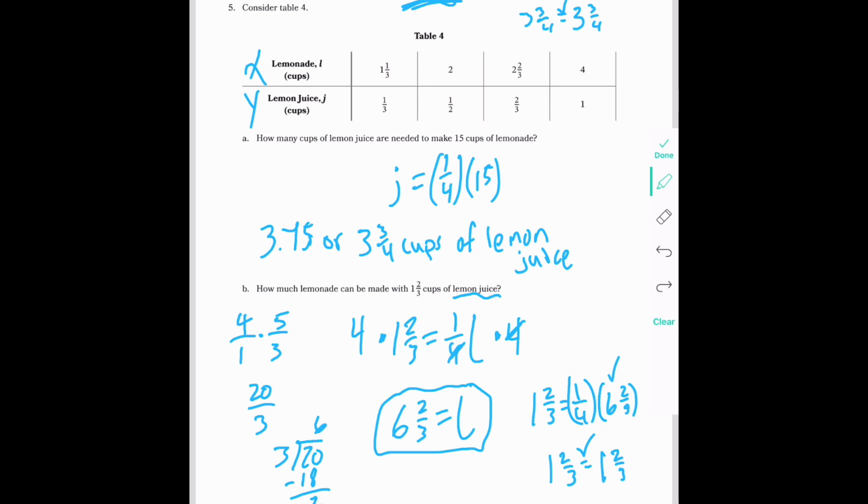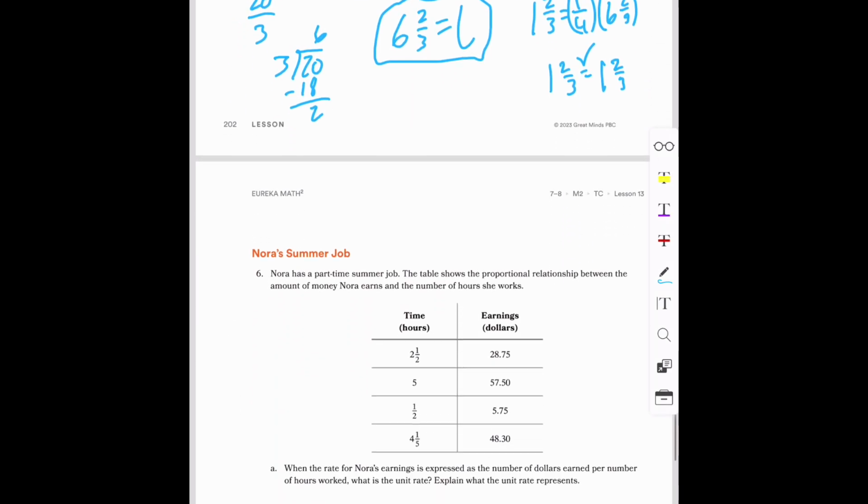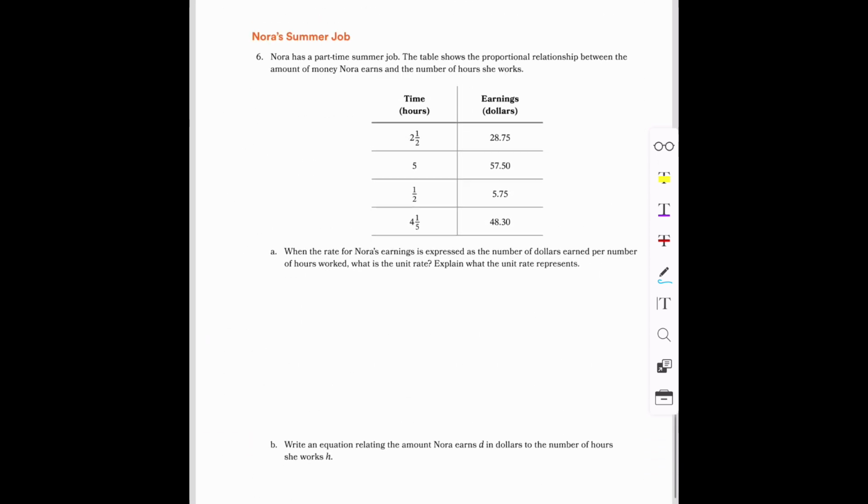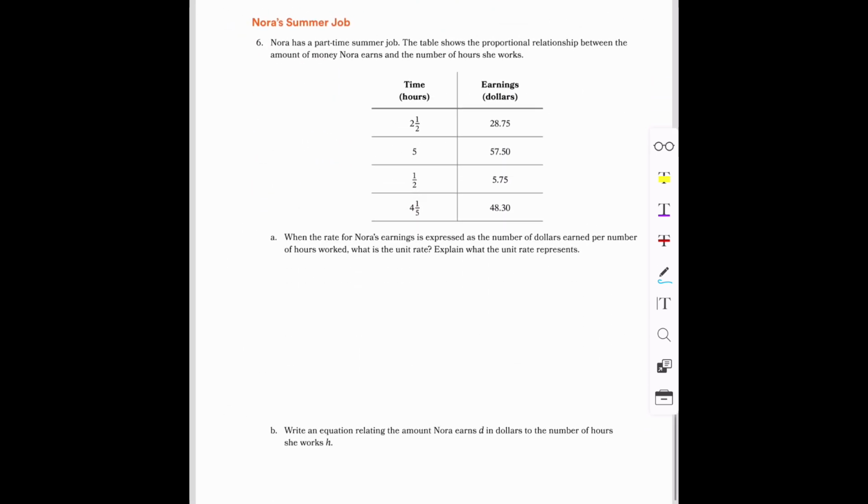Okay, so we move on to the next page. The next page says Nora's summer job. It has 4 parts, so I'll read through it for you. It says Nora has a part-time summer job. The table shows the proportionate relationship between the amount of money Nora earns and the number of hours she works.